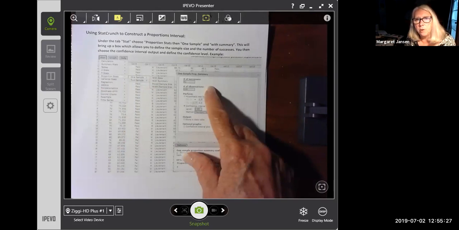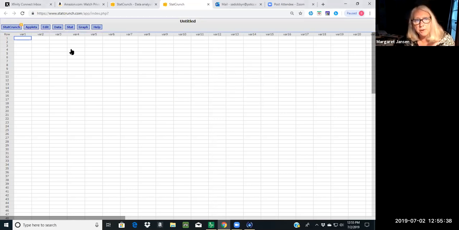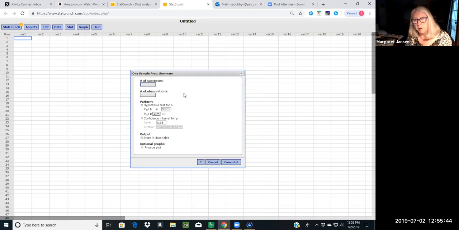All right, so I'm going to share the screen. Hopefully you're now seeing the screen. Okay, so I'm going to go to Stat. I'm going to go down to Proportion Stats, 1 sample with a summary. When I click it, it brings up this box. And so they ask me for number of successes. And notice we didn't really have that. What we had was the percentage.